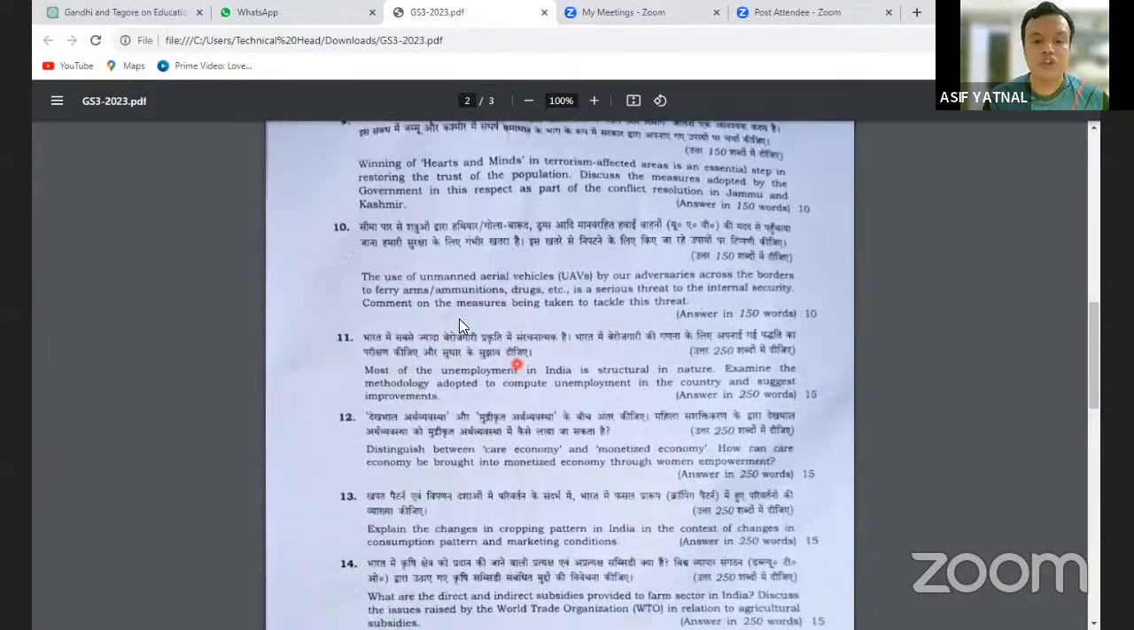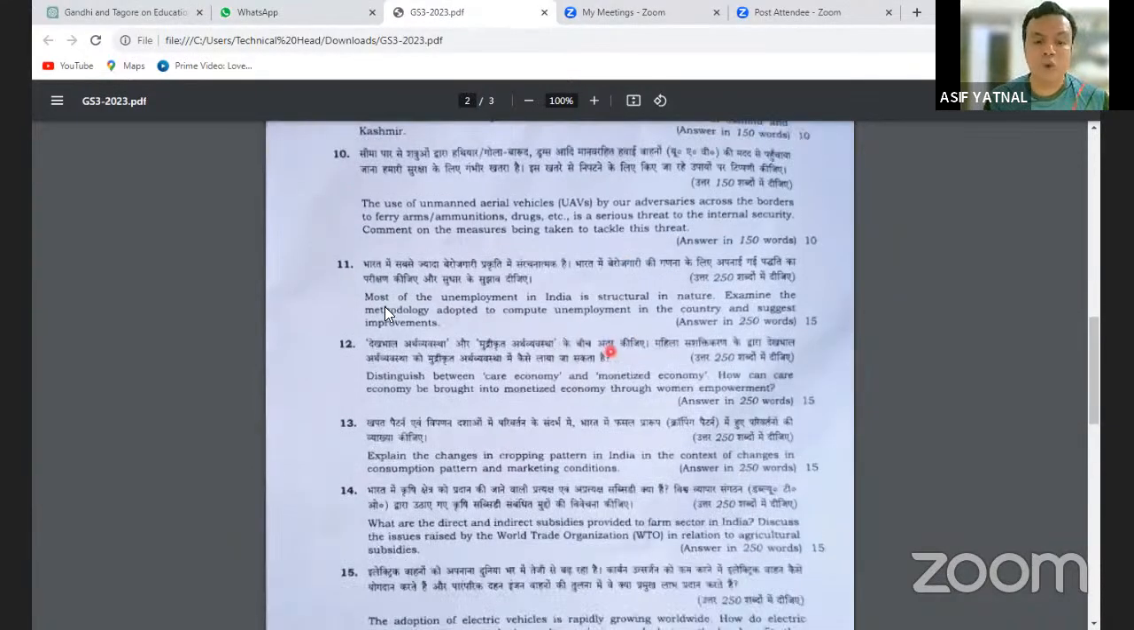The next question: the use of unmanned aerial vehicles, which are called UAVs, by our adversaries across the borders to ferry arms and ammunition, drugs, etc., is a serious threat to internal security. Comment on the measures being taken to tackle this threat. हमने देखा था न्यूज़पेपर में selected articles आए थे. ये unmanned aerial vehicles have been found in some of the border areas like Rajasthan, Gujarat, Jammu and Kashmir. Even in the areas like Himachal Pradesh and Myanmar, यहाँ पर बहुत सारे ऐसे UAVs find किए गए थे. So what measures are being taken by the government to tackle this threat? इसको लेकर मुझे लगता है अमित शाह ने कुछ कॉन्फ्रेंस भी लिया था, DGP's conference to tackle this threat. So the question has been asked from that article, which has been written in Indian Express.